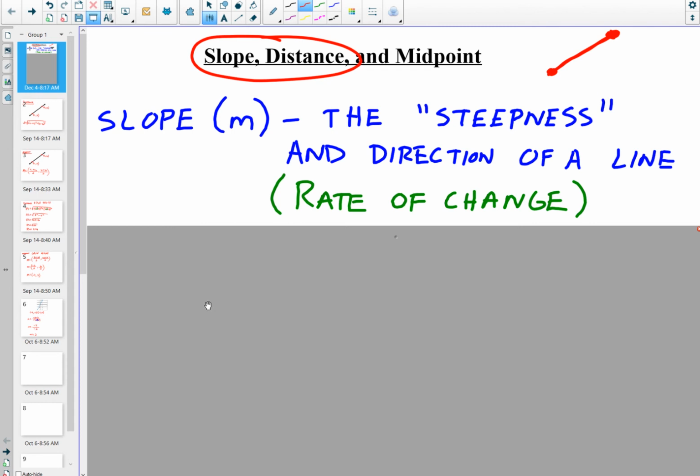In algebra, you might have heard the phrase rate of change. Because in slope, yeah, we incorporate distance, but we incorporate horizontal and vertical distance. So I'm not necessarily worried about how far these points are from each other in a straight line, but how far they are horizontally and how far they are vertically. Slope is a ratio. Who knows what ratio stands for? What's a ratio in one word? You can tell me in one word.